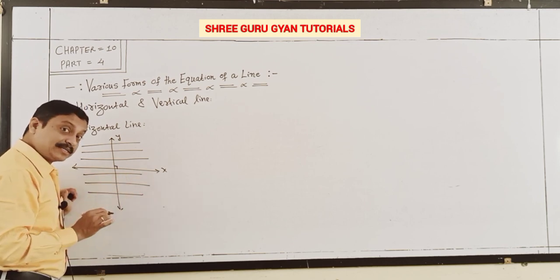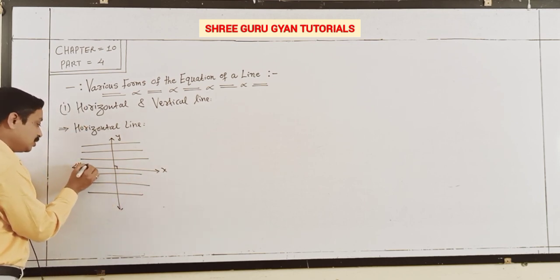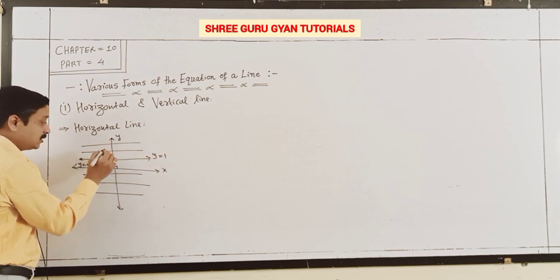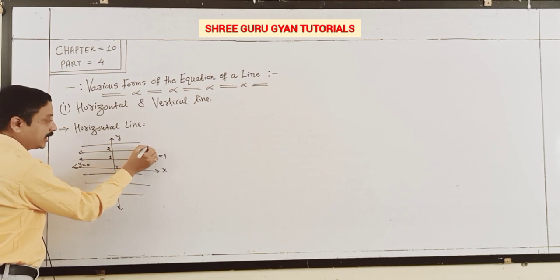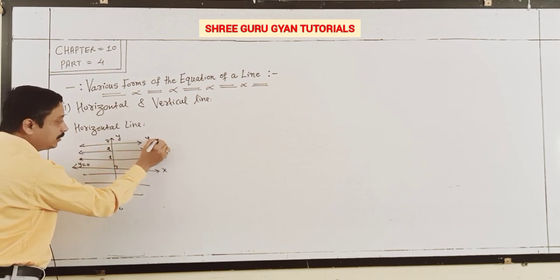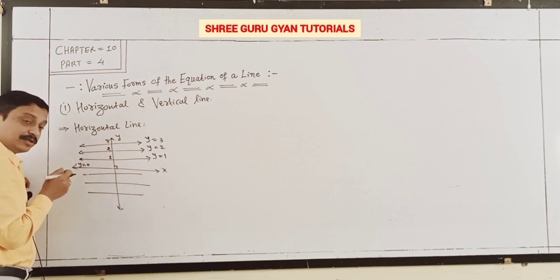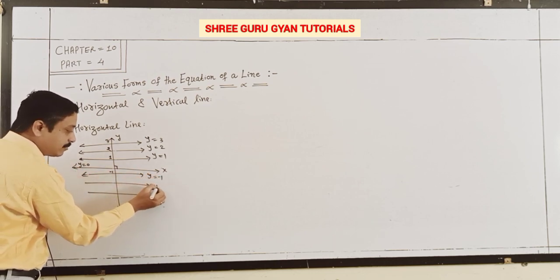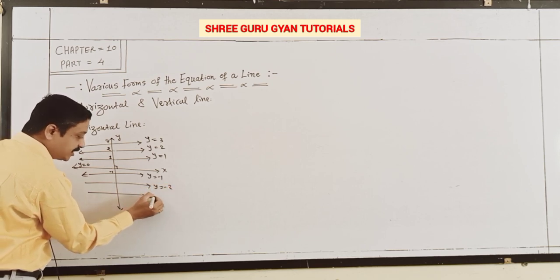The x-axis itself is called y equal to 0. If you pass through 1 here, it is y equal to 1. If you pass through 2, y equal to 2. If you pass through 3, y is equal to 3. This is y equal to 0. If you pass through minus 1, y is equal to minus 1. Same with minus 2, minus 3.